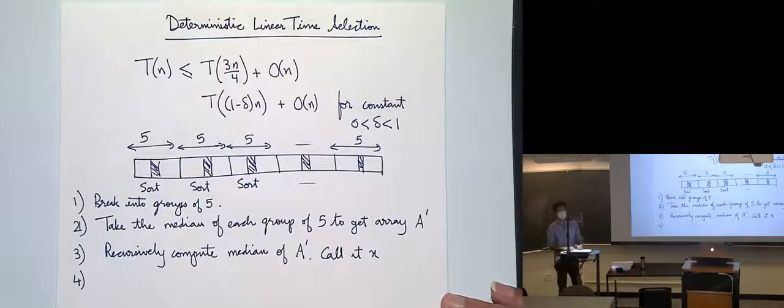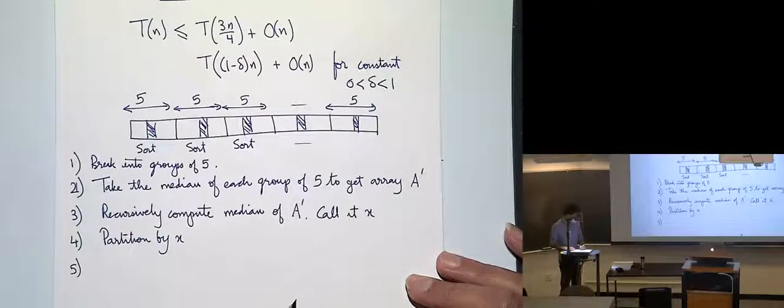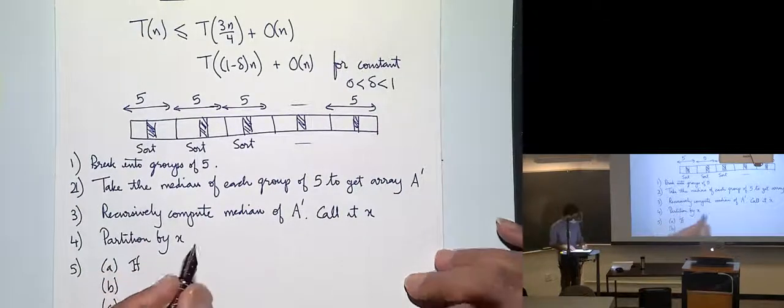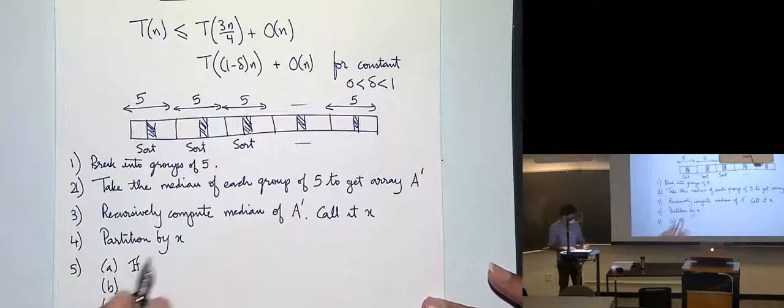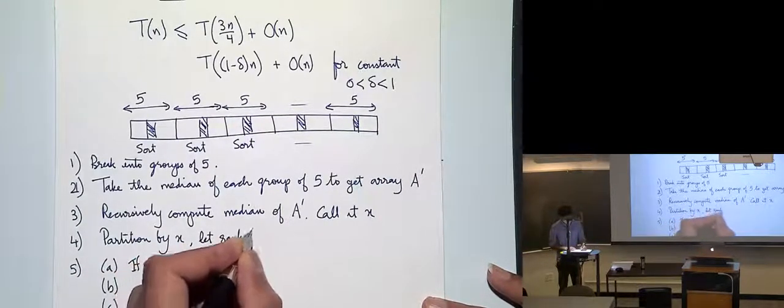Call it x. Partition by x. Right, so you partition by x. And then step 5 is, you have the sort of A, B, and C, partition by x, let the rank be R.